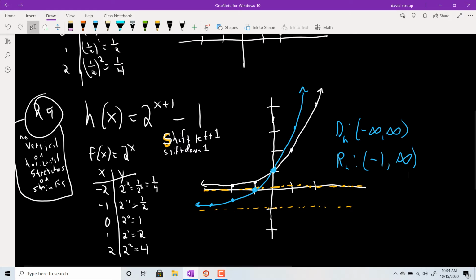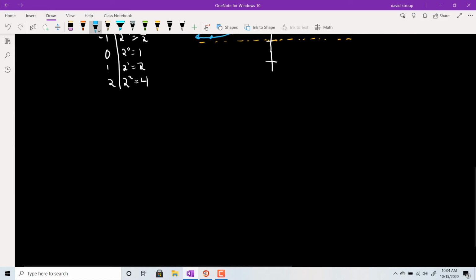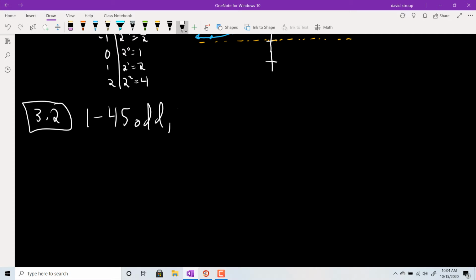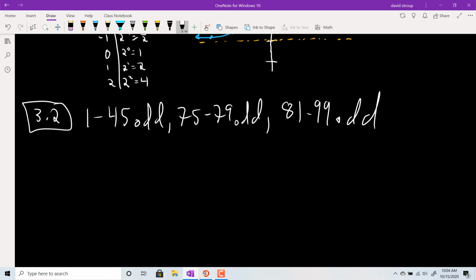Okay, so some graphing problems from 3.1. Now moving on to 3.2. We have problems similar 1 to 45 odd, and then 75 to 79 odd, and then 81 to 99 odd. And so we're dealing with logarithms now. Can you evaluate logarithms? Can you convert from exponential to logarithmic form? And then can you graph them and determine domain of logarithms as well? So there's a lot in 3.2 to worry about.